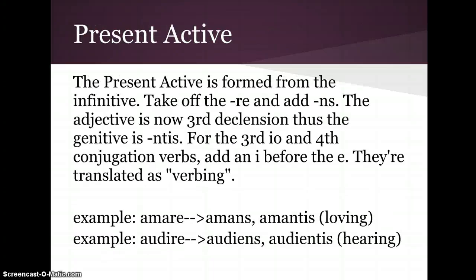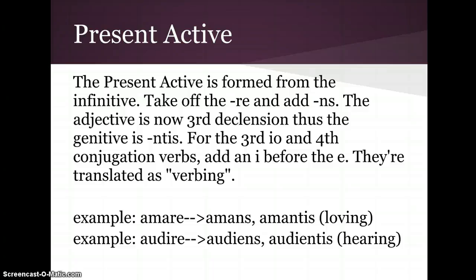The first type of participle we're going to talk about is the present active. The present active is formed from the infinitive, which is the second principal part. You take off the re ending and add ns, and because this is now a third declension adjective, the genitive form of this participle would end in ntis. And also for the third io and the fourth conjugation, you add the i before the e as you would with normal nouns or normal adjectives.